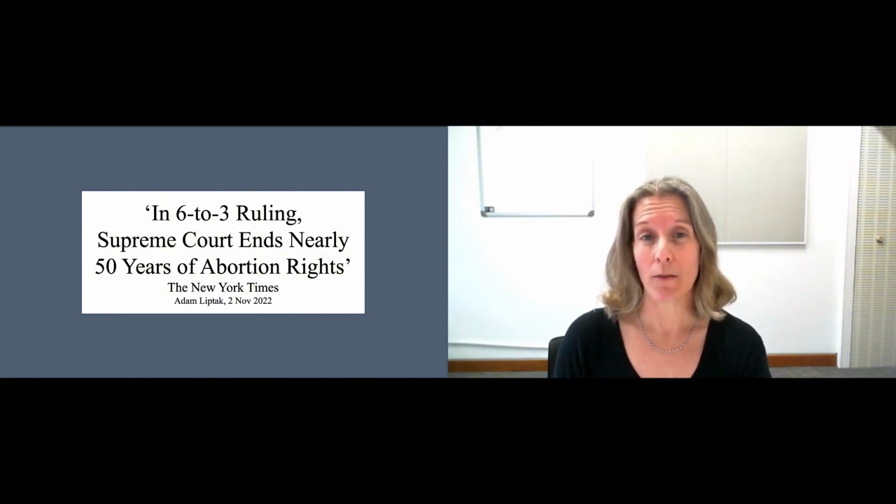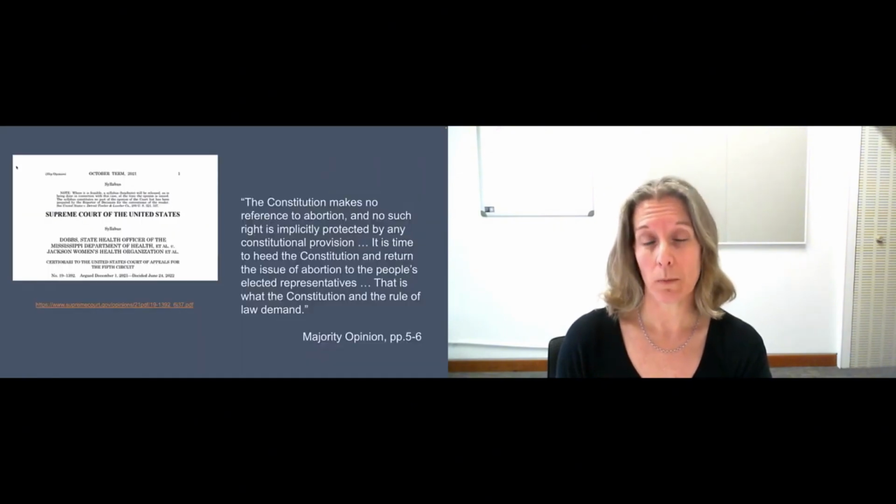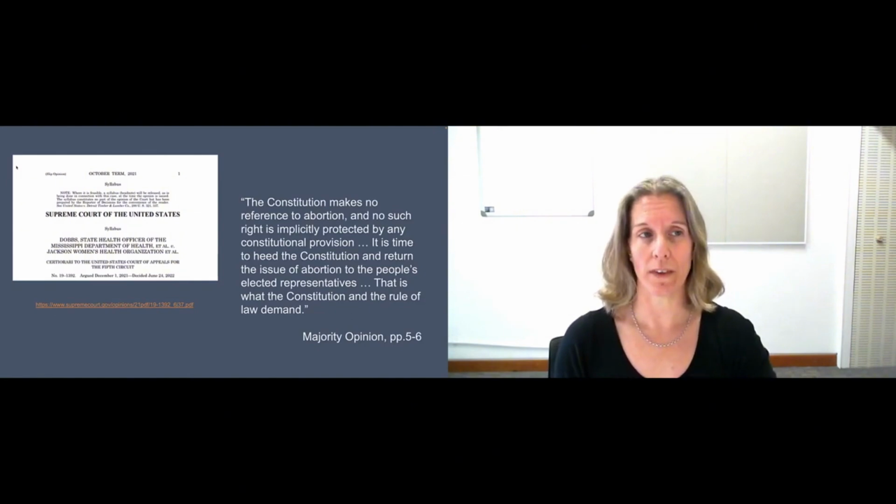The aim of those who passed this law was to press the Supreme Court to accept the case and then to argue that the justices should overturn earlier rulings. This is what the court did, the majority arguing, as you can see on the slide, that under the Constitution, abortion access was a question for the states and not the courts to decide.